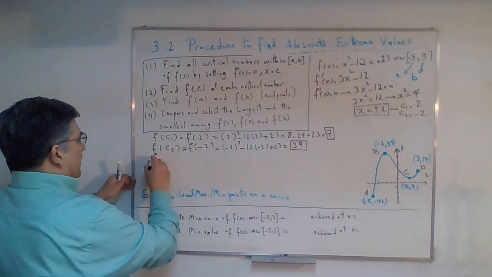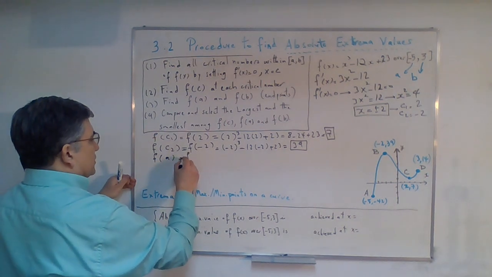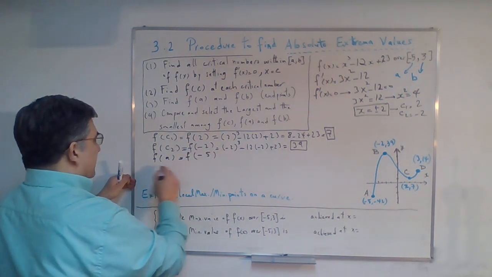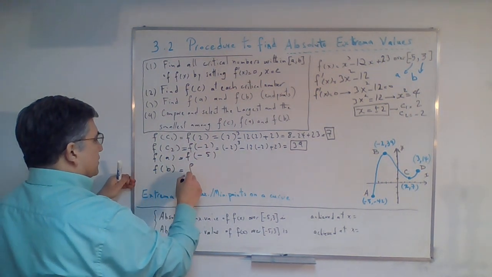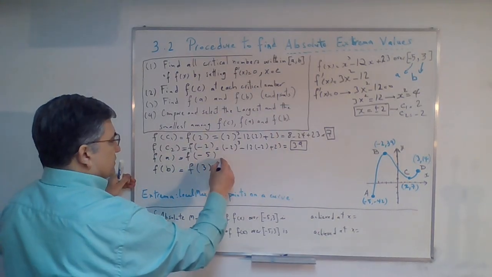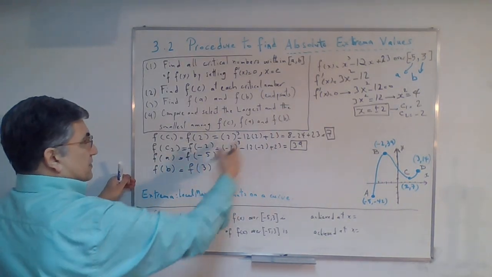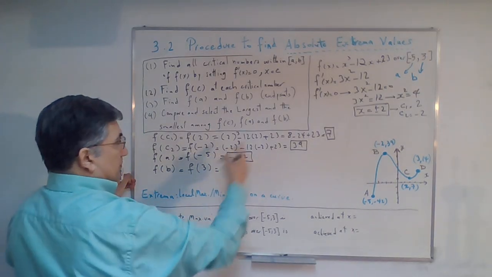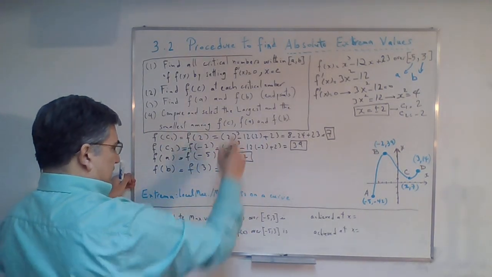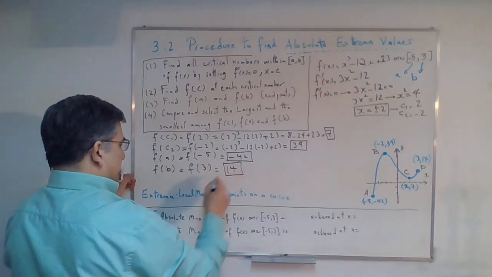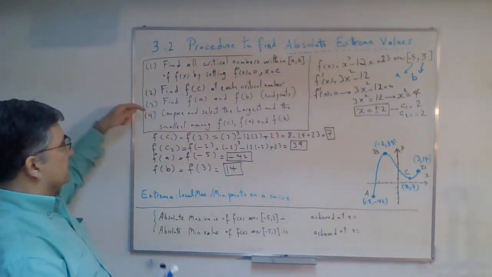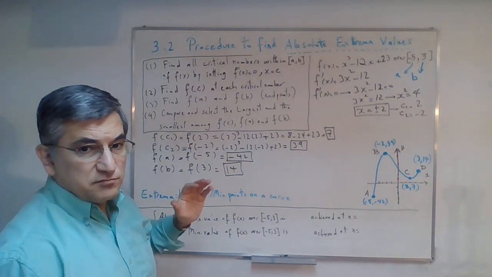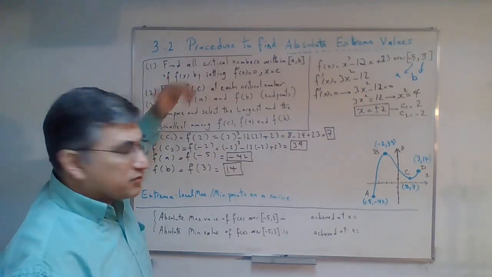So you're going to go f at A, which in this case would be f at -5, f at B, which is f at 3 in this case. And now I plug in and I end up with -42, making a long story short. I plug in 3, I do 14 here, and that is the end of step 3. As you see, it's a very, very simple and easy to follow procedure.